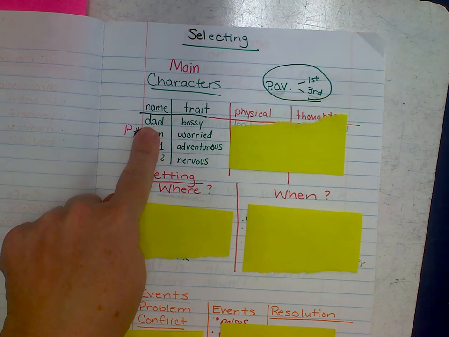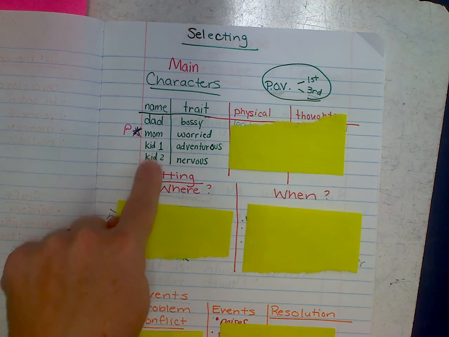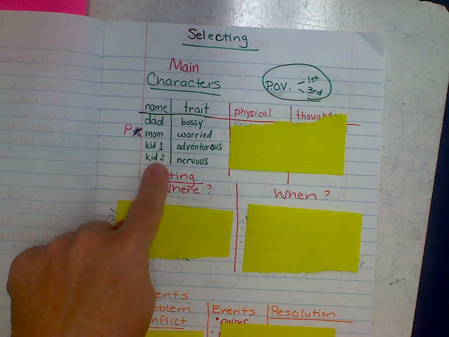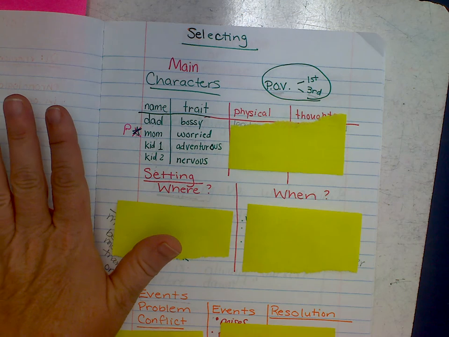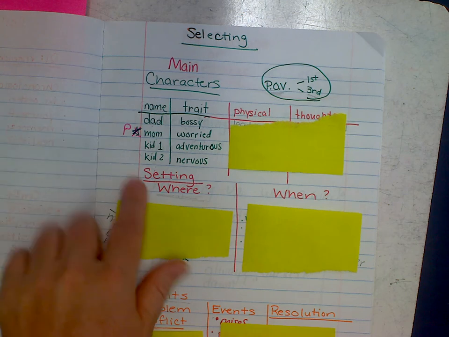All right, so in my story, I'm going to have 4 characters. I'm going to have a dad and a mom and 2 kids. At some point, I'll name all my characters. Like the dad will have a name, the mom will have a name. So if you want to, you can make up the names for your characters. You don't have to use the real names of the people in your real life. You can make up the names. Now, if you want to use the real names, that is totally fine too.